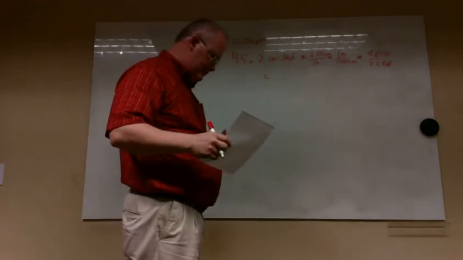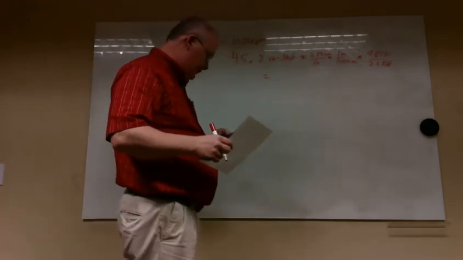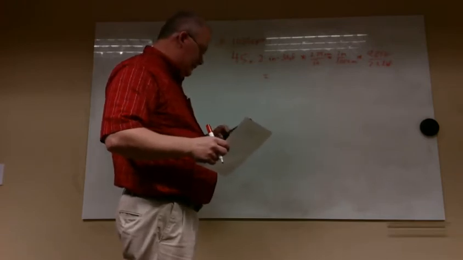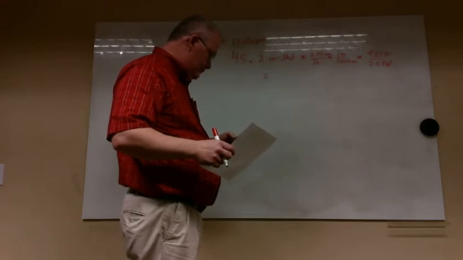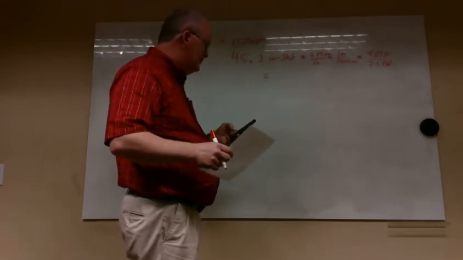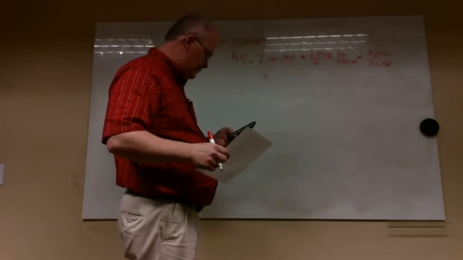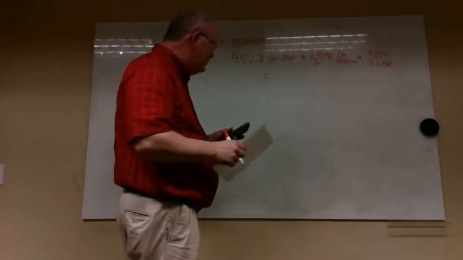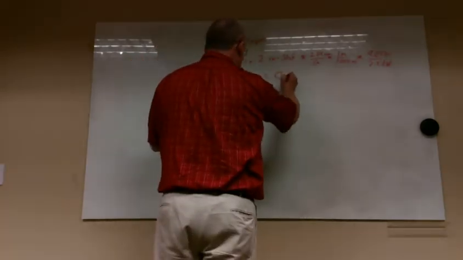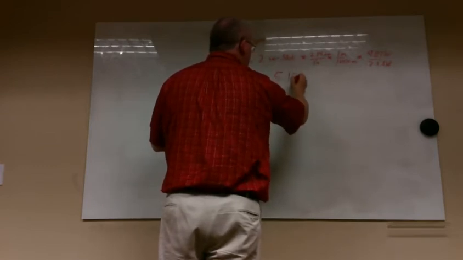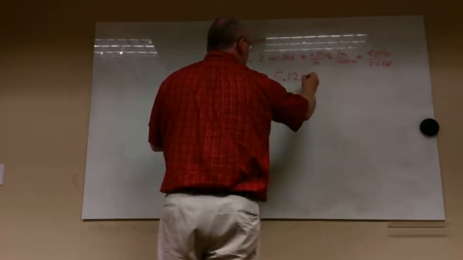Let's see. 45.2, enter 2.54 times 100 divided by 9.81 times 2.2 divided by 5.11, actually 5.12. Let's just round, let's stick with 3 decimal places. 5.12 newton meters.